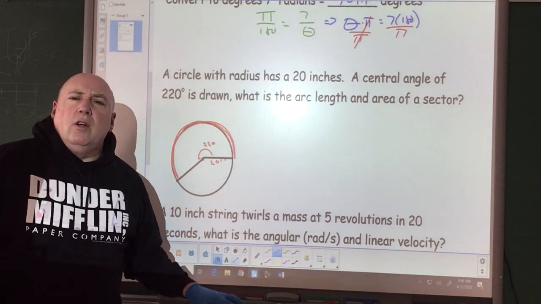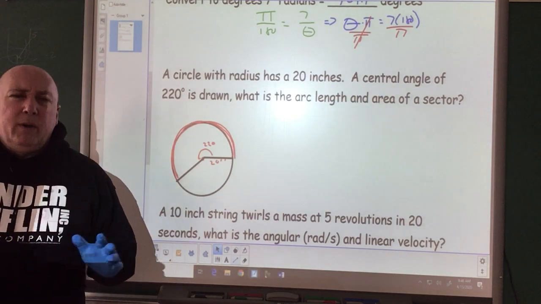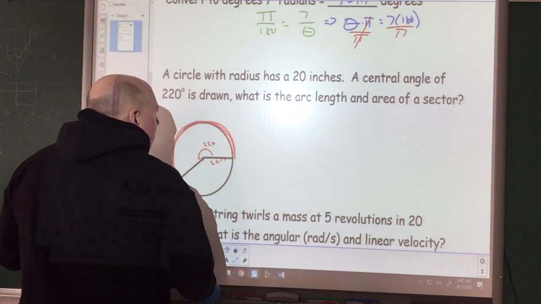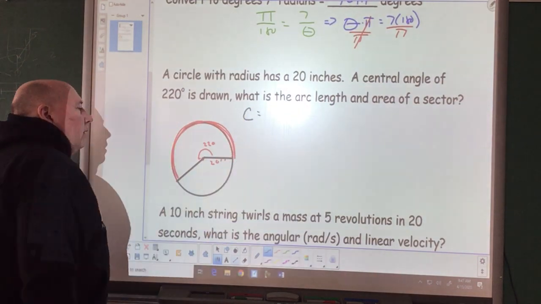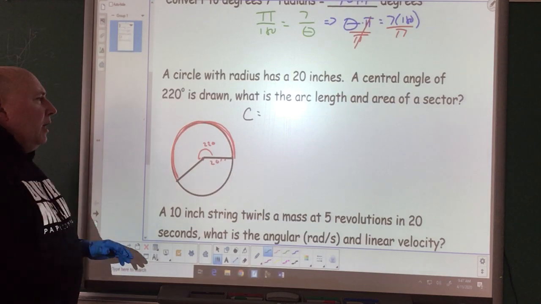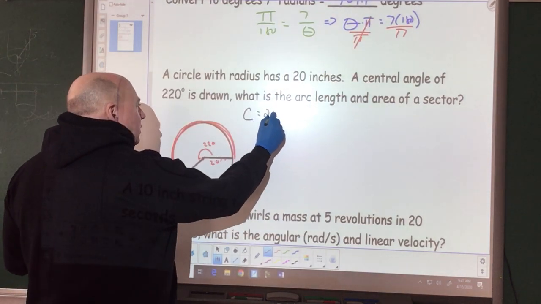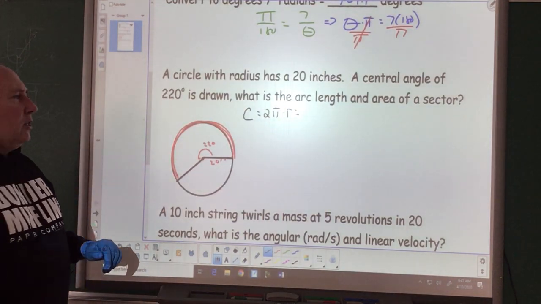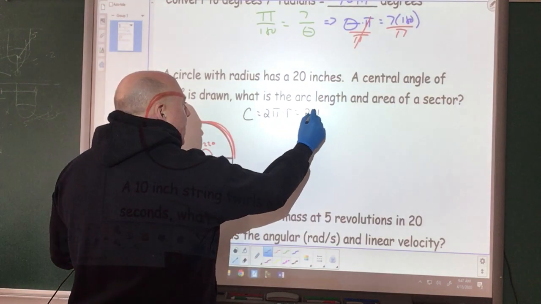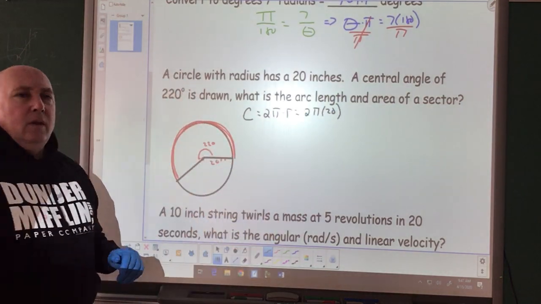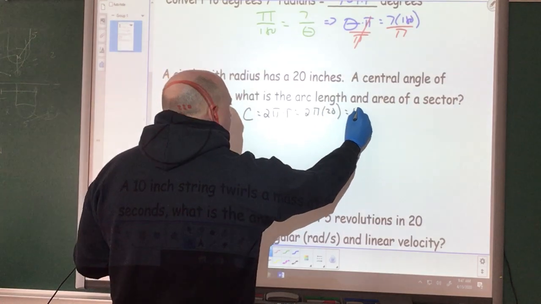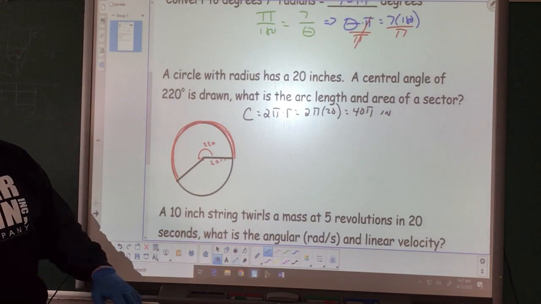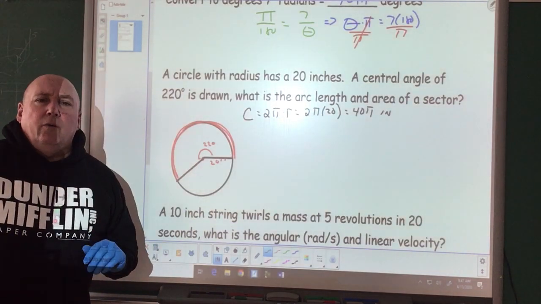So if we go back into our notes of what we did a couple days ago, we looked at the idea of a fractional part. We can look at the circumference of this circle. The circumference of the circle is calculated by 2 times pi times our radius. Our radius is 20 inches, so we have 2 pi times our 20. So we have 40 pi inches. That's the entire circumference of the circle.